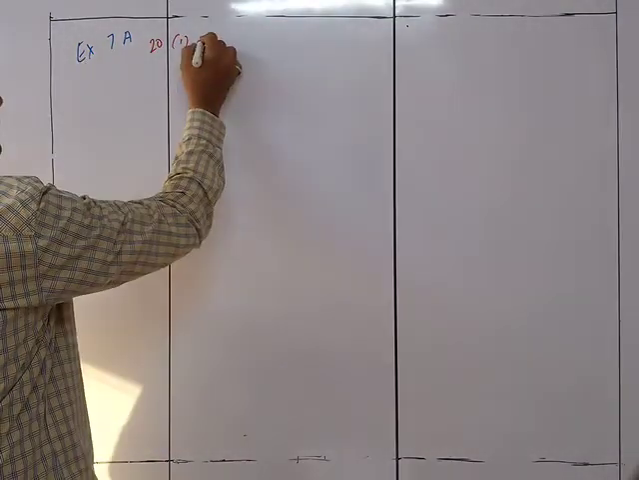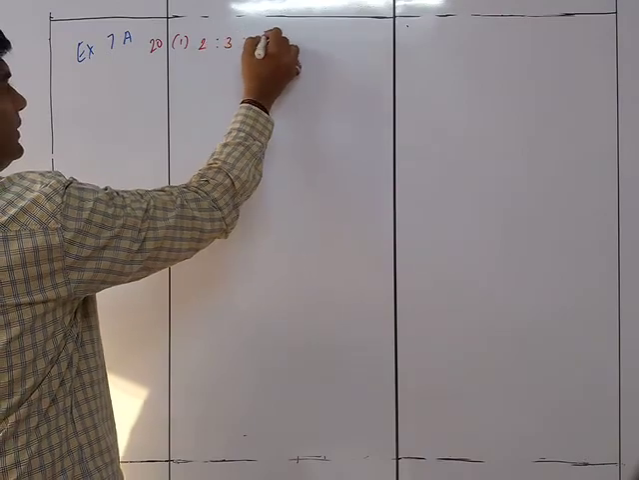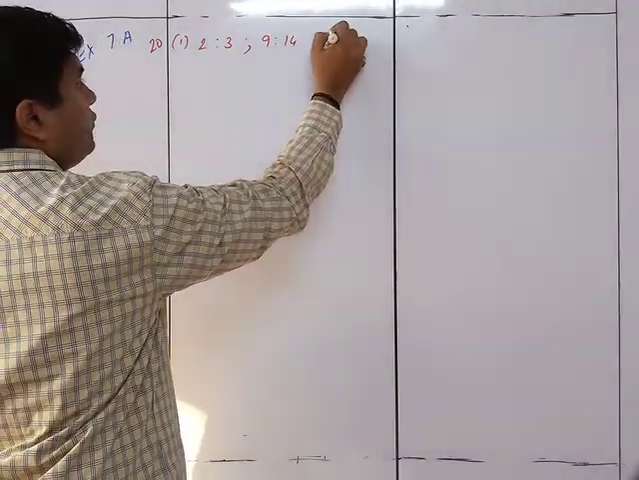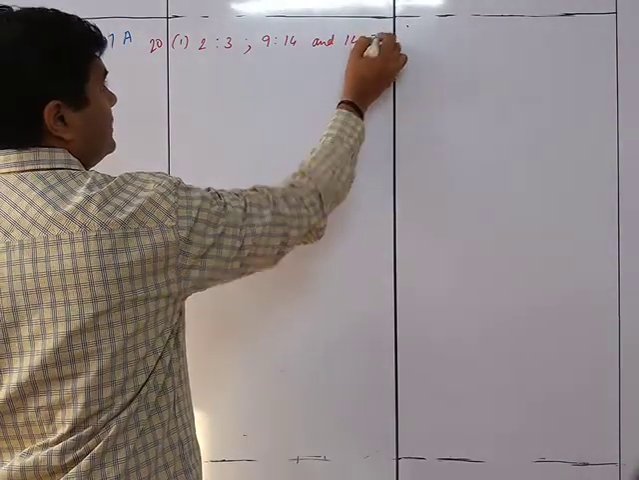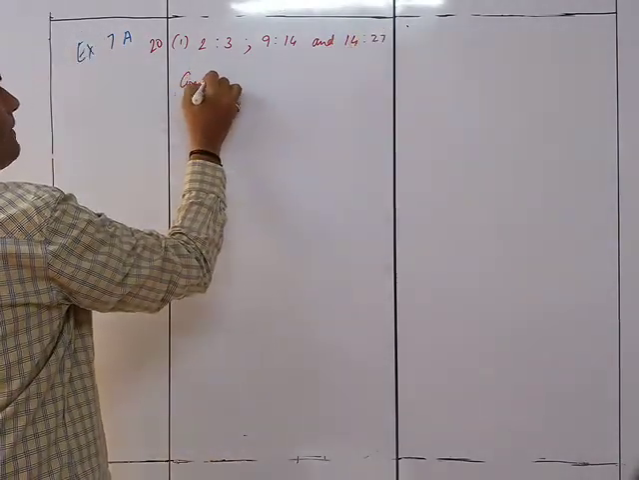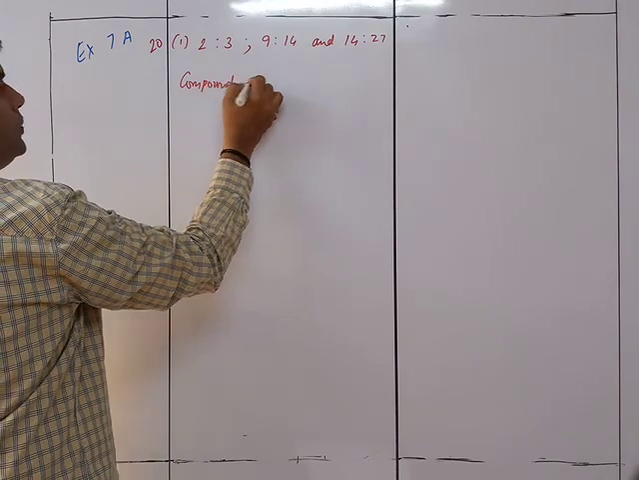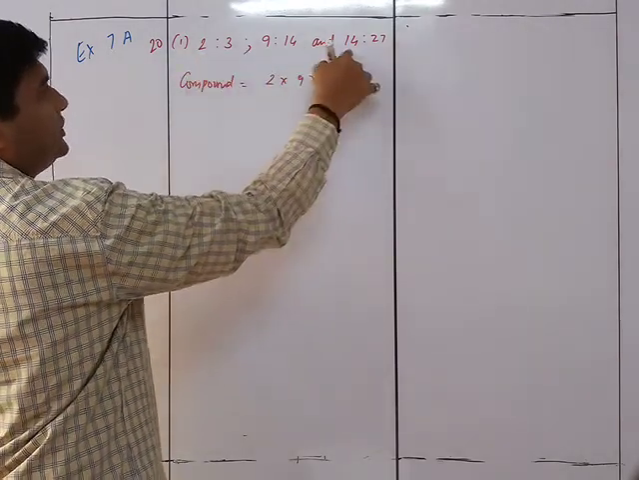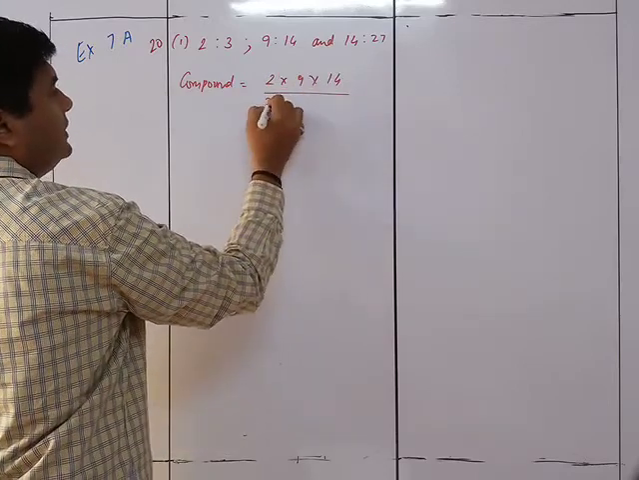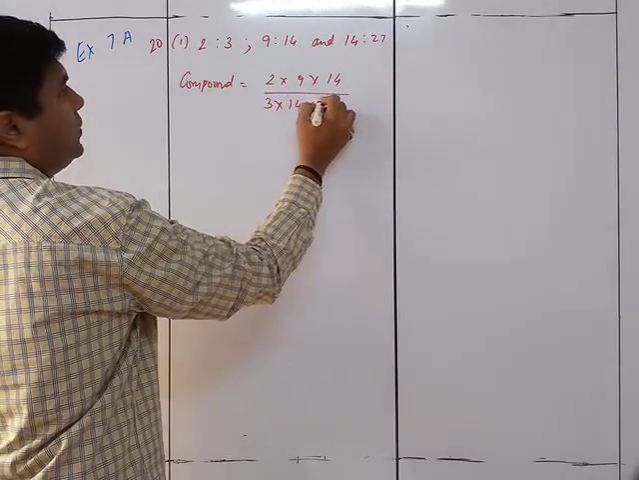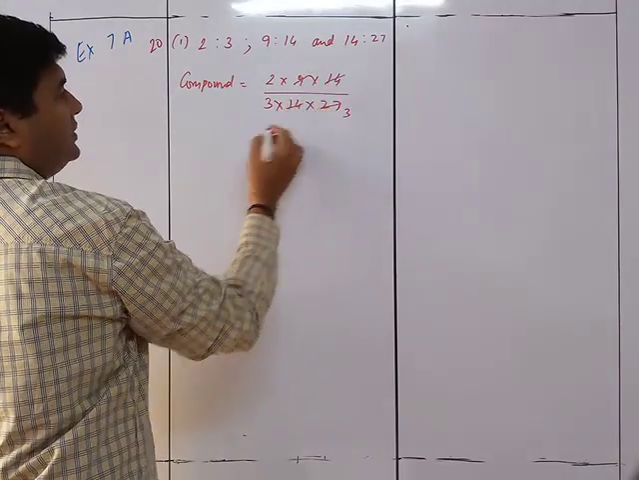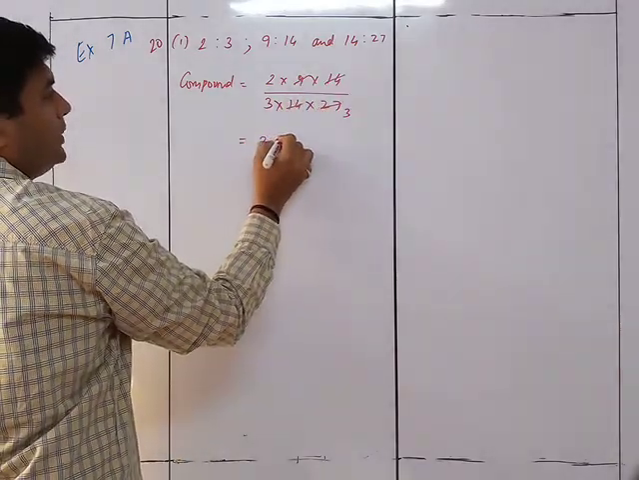The ratio is given to you as 2:3, 9:14, and 14:27. So compound will be equal to 2 into 9 into 14, that is this into this into this, first numbers, upon 3 into 14 into 27. 14 cancels, this is 3, so that's going to be 2:9.